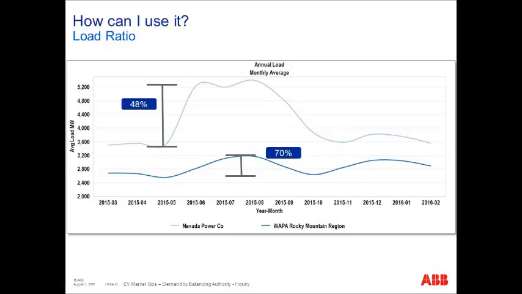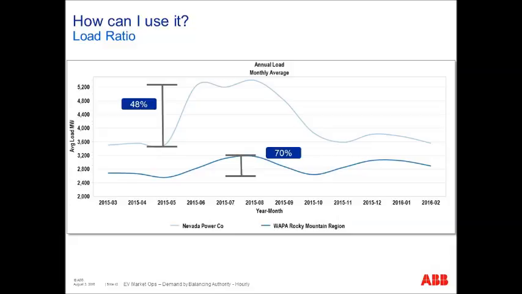This is an example where I've got Nevada Power Company and WAPA Rocky Mountain put on the same series here. This is a nice looking cowboy hat. You can see that the result is that you get a lower load ratio for Nevada Power Company because there's that bigger gap between their base load and their peak load. For WAPA Rocky Mountain, there's not as big of a gap between that base and that peak, so they're going to have a higher load ratio.